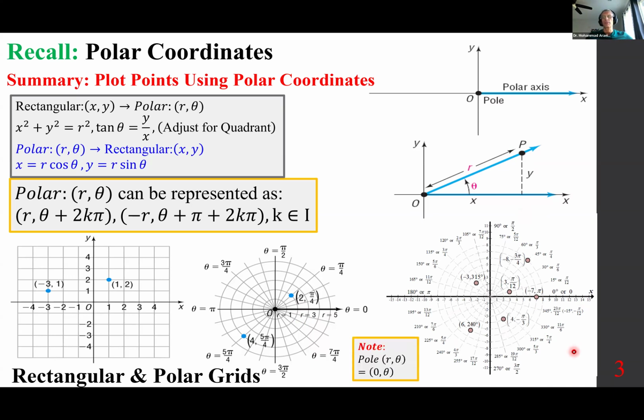Note, the pole has coordinates r comma theta, where r is 0 with any angle. When r is 0, it represents the pole. So it doesn't have to be 0, 0.